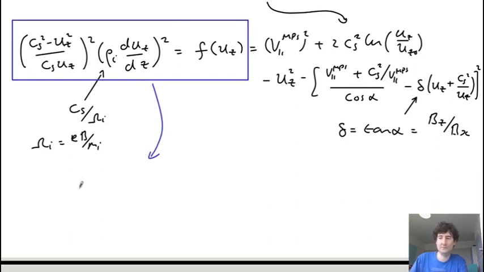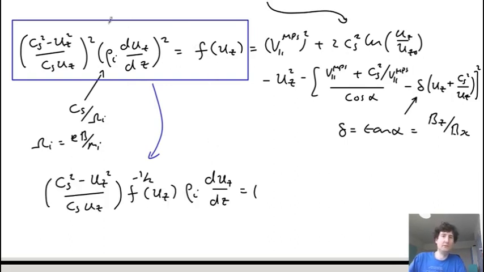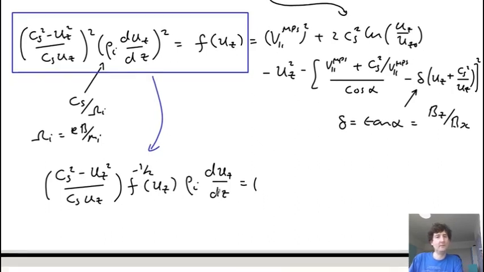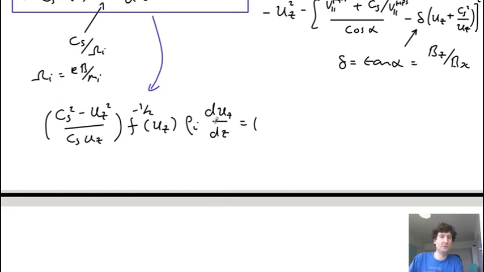Here I've just taken the square root of this equation, so you end up with a square root of f, and then divided through by a square root of f, so you get f to the minus a half here, and then just a 1 on the right hand side. Then we solve this by separation of variables. So essentially take this dz over to here, and then everything here is a function of uz. So here's the function of uz. Cs is a constant, and so we integrate by separation of variables.